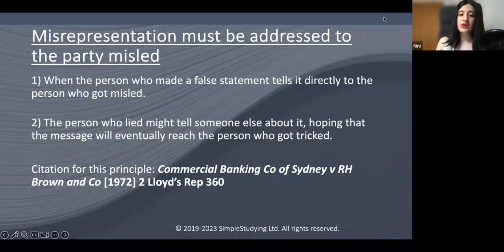Citation for this principle is this case, Commercial Banking Co. of Sydney. So when you have a problem question on misrepresentation and you are discussing whether or not misrepresentation was addressed to the party misled, make sure to cite the principle and also cite this case in your footnote. Otherwise, just citing the principle will not be enough. You will lose marks if you don't cite the relevant cases.